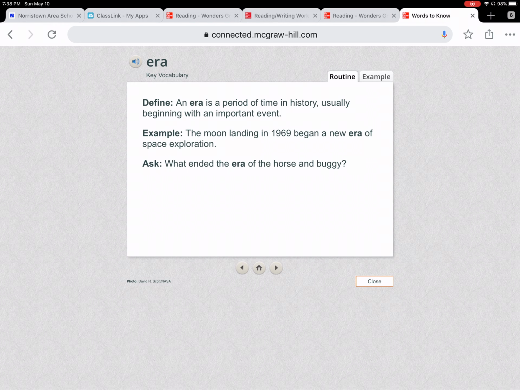So an era is a period of time. Here's a question to think about. What ended the era of the horse and buggy? That should be pretty easy. You know, people used to use a horse and buggy to get around. What ended that? Do you know what was invented that stopped us from getting around on horses?